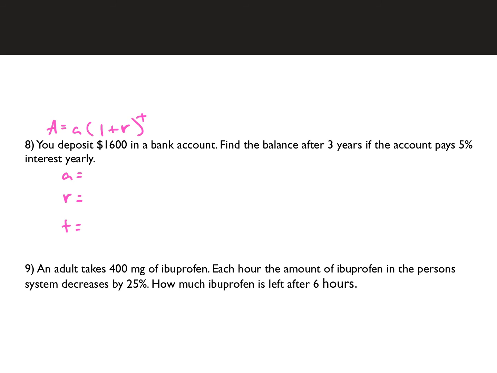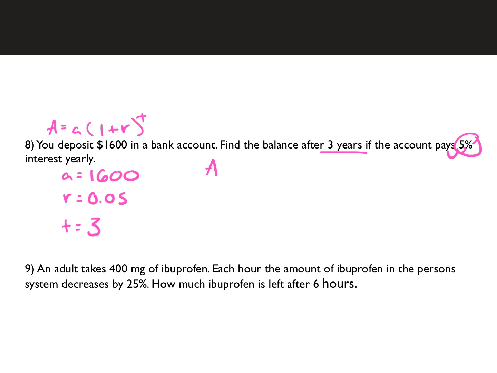So what's our a? What do we start with? 1,600. What's our rate? 0.05. Awesome. It's 5%, but we need to change it to a decimal, so we move the decimal twice to the left. So 0.05. And then what's our time? 3 years. So t is 3.